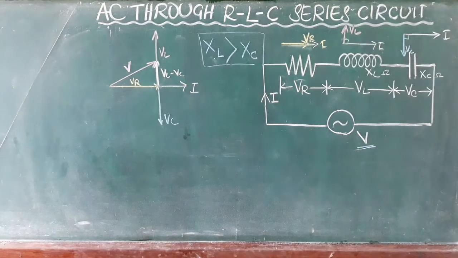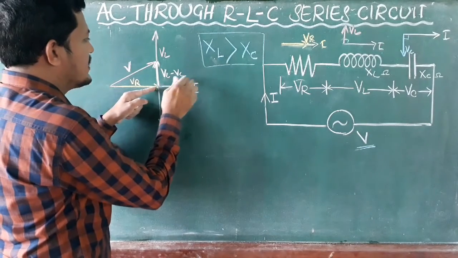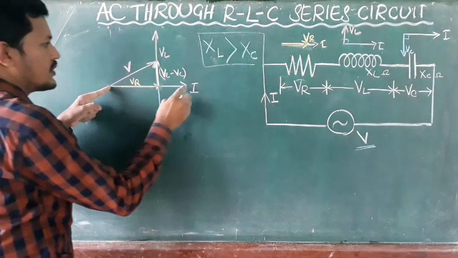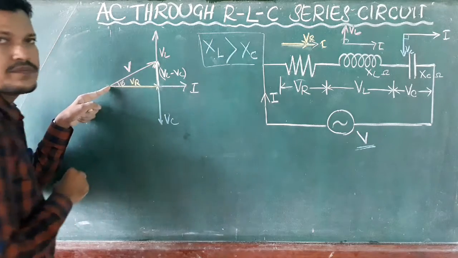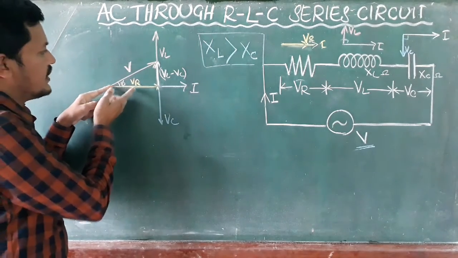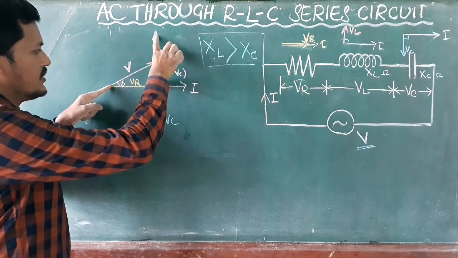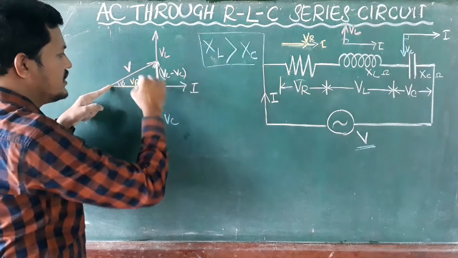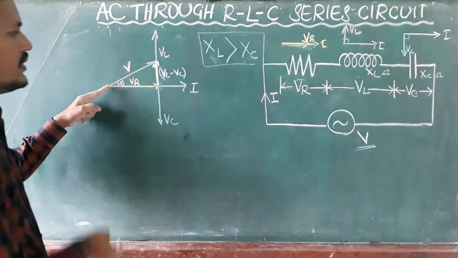Our applied voltage V is VR plus VL minus VC; this much voltage is the total voltage. Now, between the total current and total voltage, the angle is phi. Clear? Here the angle is taken upside because XL is larger, so VL is larger. Suppose it is the opposite condition, XC is larger and XL is smaller, then it comes in the downside. Clear? It comes in the downside.